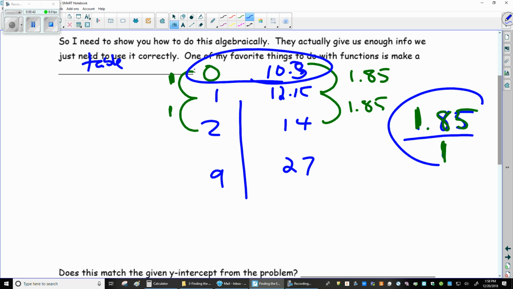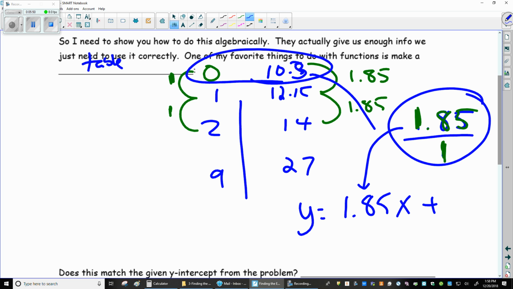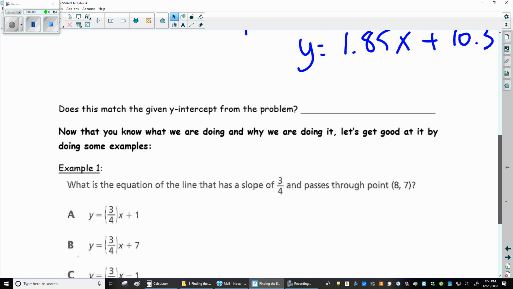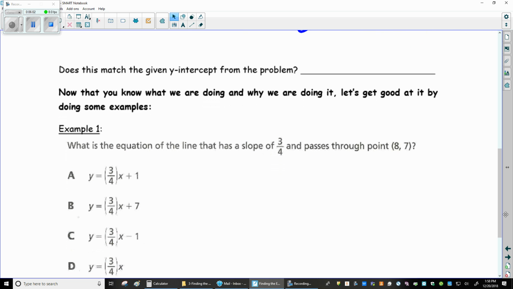I already showed you how to find the slope. And really, if you can do those two things for today, 1.85 x plus the 10.3, that's really all I'm asking for today. So we're just going to practice that a couple more times throughout these notes. I think I have one that I want to do with you guys down here. Oh, and I say, does that match the y-intercept from the problem? Again, they said 10.5, which is pretty darn close. So yes.